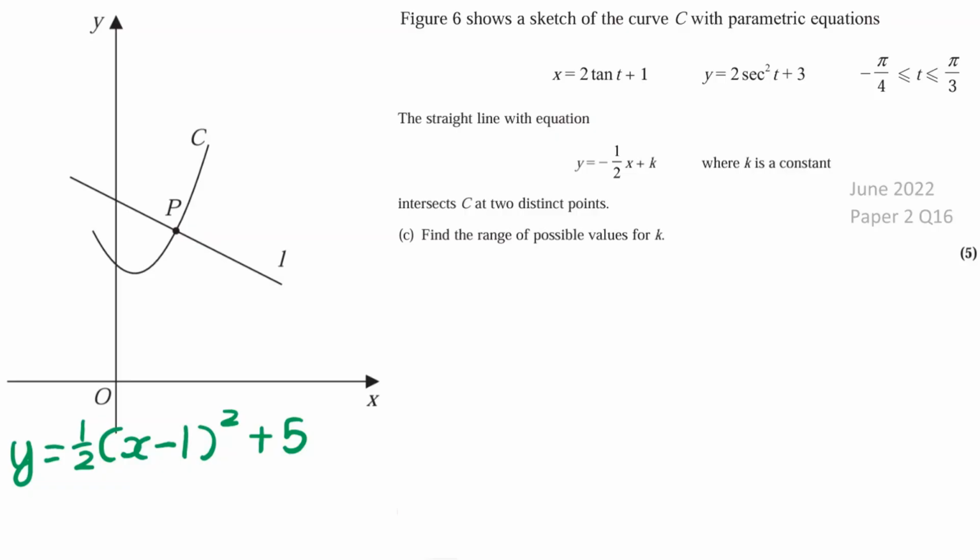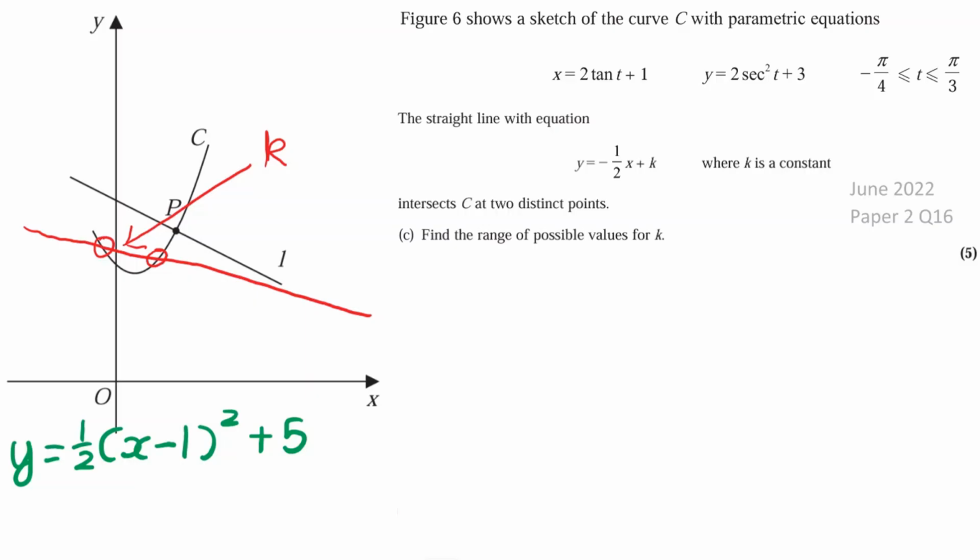So this line is going to look something like this here, where the y-intercept of this line is k, and it intersects this curve C at 2 distinct points. Now we need to find the range of possible values for k, because of course there is more than one line that could do this. For example, the line could be down here instead, and it still intersects at 2 distinct points, or the line could be here and it still intersects at 2 distinct points. So we need to find the range of values of k for which this happens.